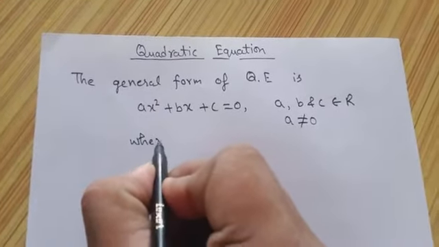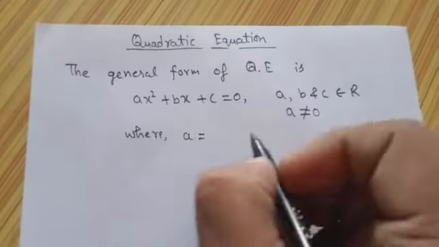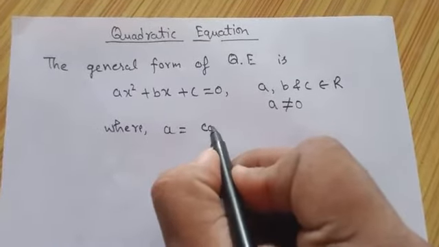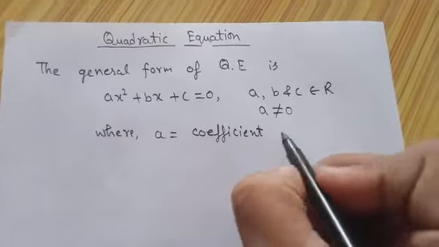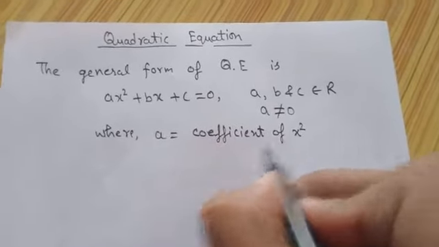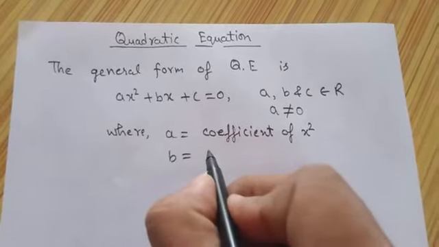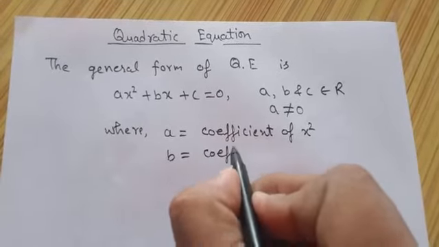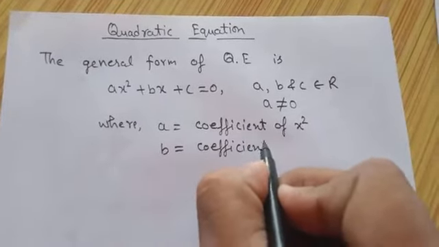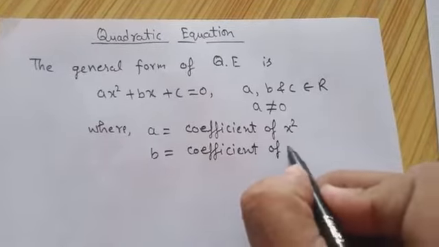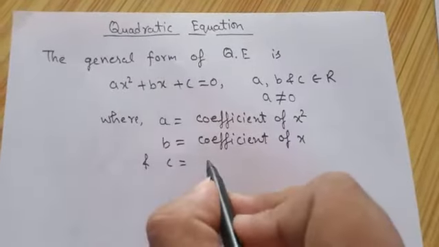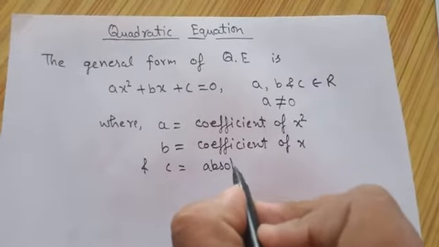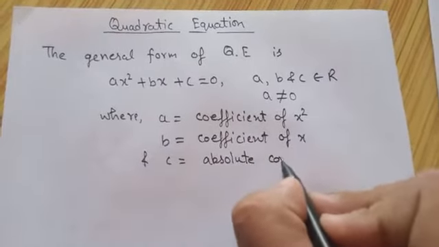Where a is the coefficient of x square, b is the coefficient of x, and c is the absolute constant.